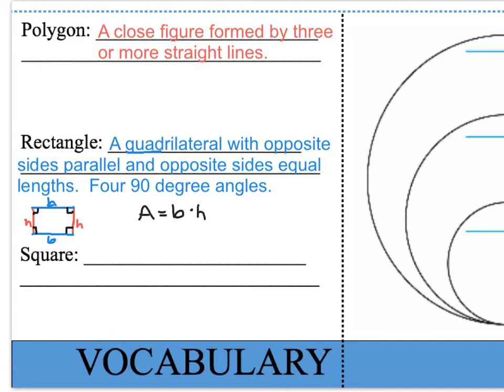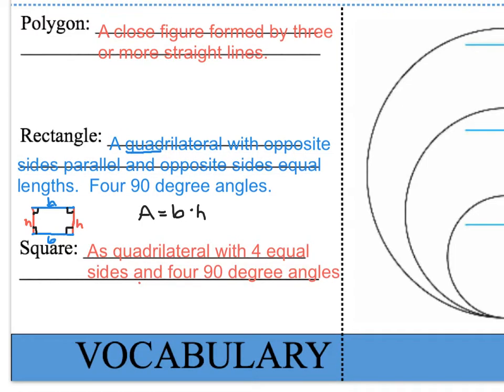Now a square is also a polygon, and it's also a quadrilateral with four equal sides and four 90-degree angles. So a picture of a square would look like this. Four equal sides and four 90-degree angles. If this side is worth S, then all sides are worth S. And the area of a square would be area is equal to side to the second power.